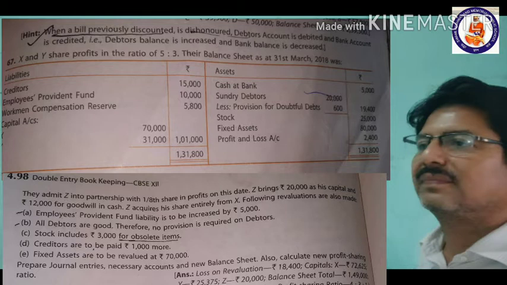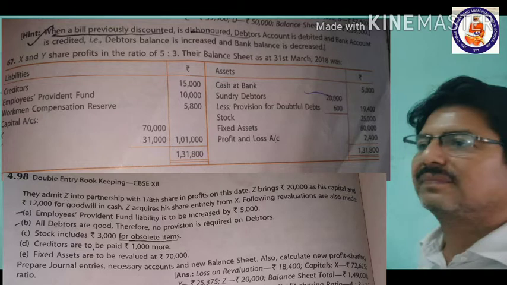Number A, employees provident fund liability is to be increased by 5,000. Means earlier it was how much? 10,000. Now it has increased to 15,000. So 5,000 increased. All debtors are good, therefore no provision is required.